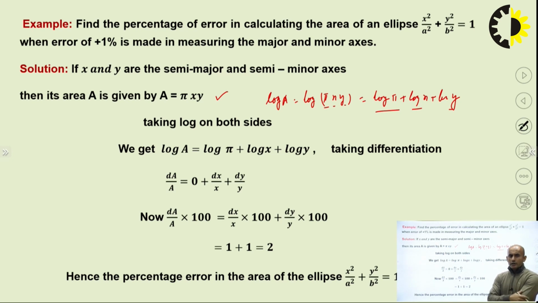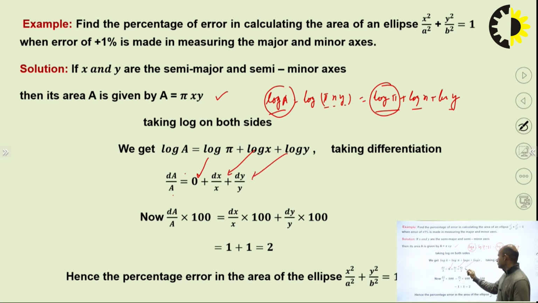So now if we take differential of this one, so if we differentiate this one, we get logarithm of A will be 1 upon A into dA equals to differential of logarithm of pi will be 0. So this is 0 actually, and logarithm of x will be 1 upon x into dx, and differential of logarithm y is 1 upon y into dy.